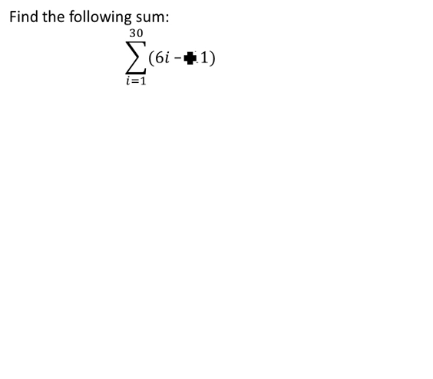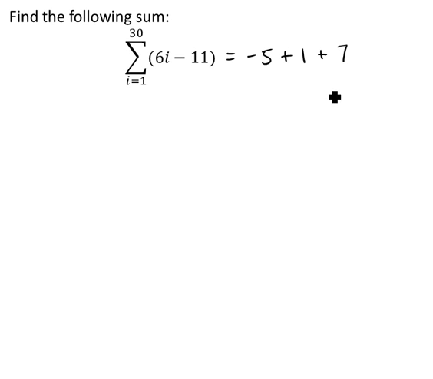Well, let's start by listing out the first few terms so we can see if we're able to identify a pattern. So the first term would be what I get when I plug a 1 in for i, and that would give us 6 times 1, which is 6, minus 11, so that's negative 5. And the sigma is telling me to add. Now plug a 2 in for i, so 6 times 2 is 12, minus 11 is 1. And plug a 3 in for i, 6 times 3 is 18, minus 11, that's 7.